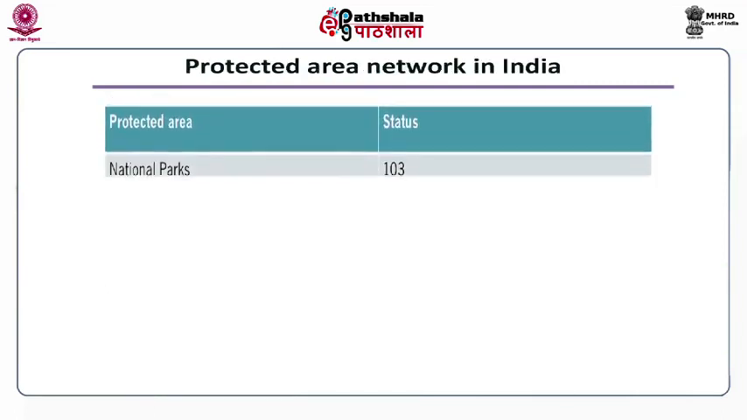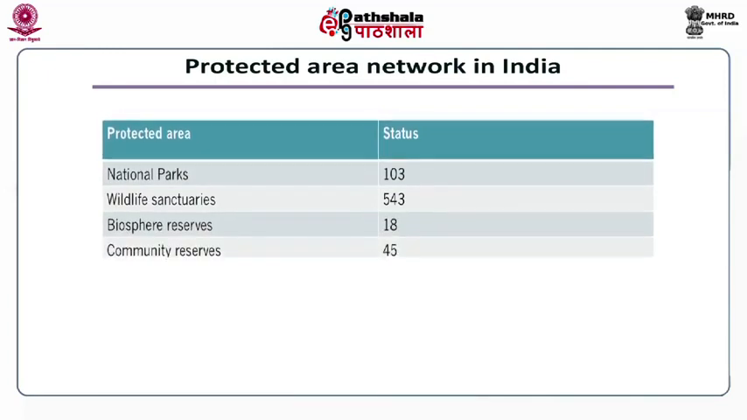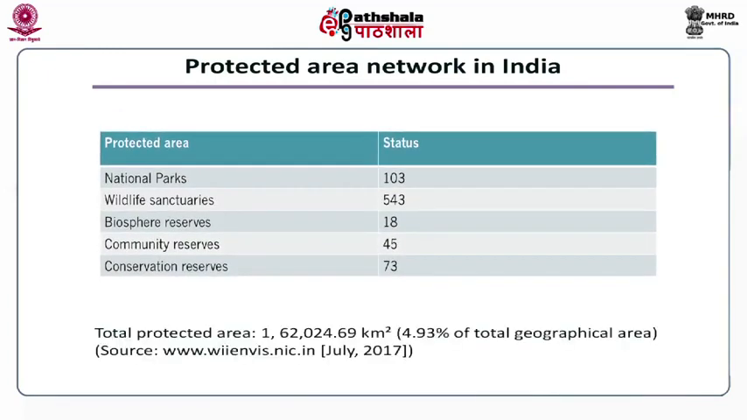Now, let me have a look at the protected area network in a nutshell. India has a total of 103 national parks, 543 wildlife sanctuaries, 18 biosphere reserves, 45 community reserves and 73 conservation reserves. The total protected area is 1,62,024 square kilometer, and this is about 4.93% of the total geographical area. This is the data taken from the website up to July 2017.